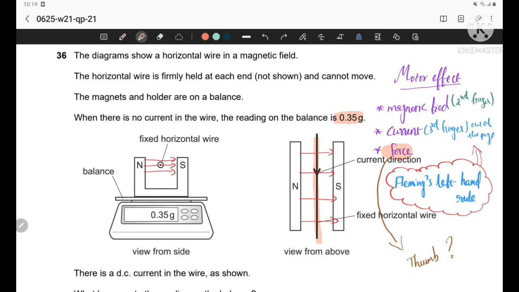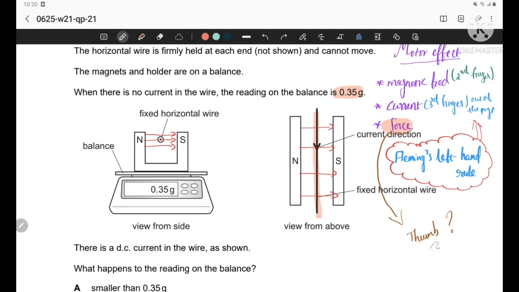Then we can see the direction of the thumb is upwards. So from this we understand that there is an upward force acting on this metal wire. Using Fleming's left hand rule, the force acting on the metal wire is upward. When there is a force acting upward due to the motor effect, according to Newton's third law, we know that there will be an equal but opposite force acting downwards.